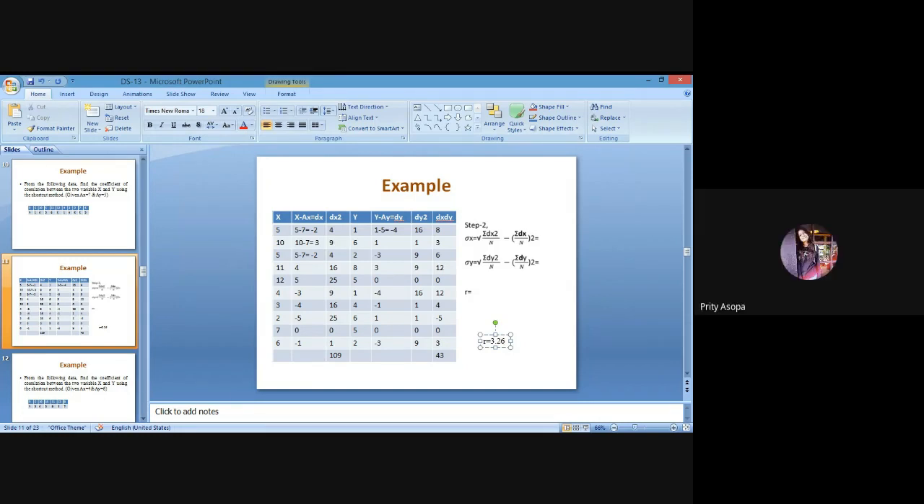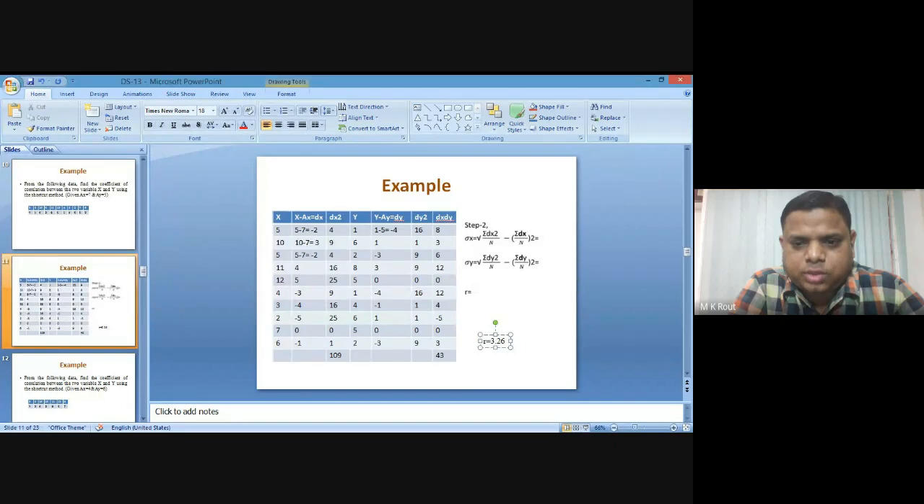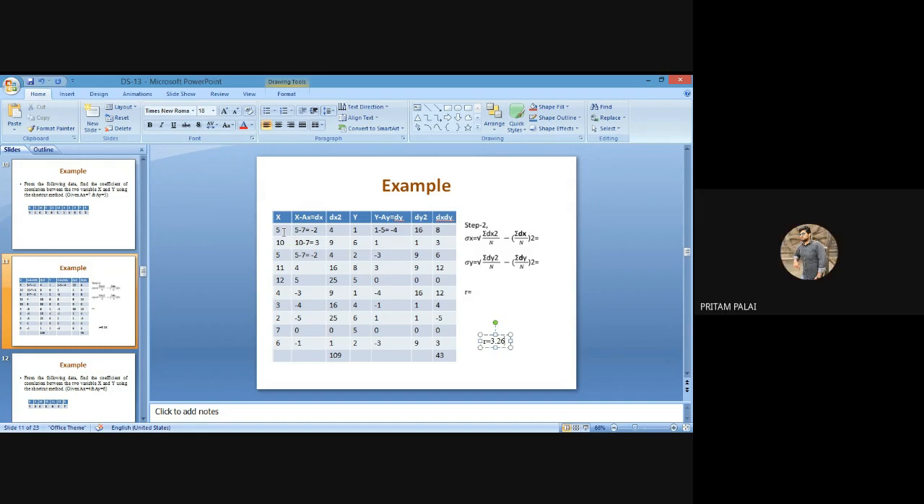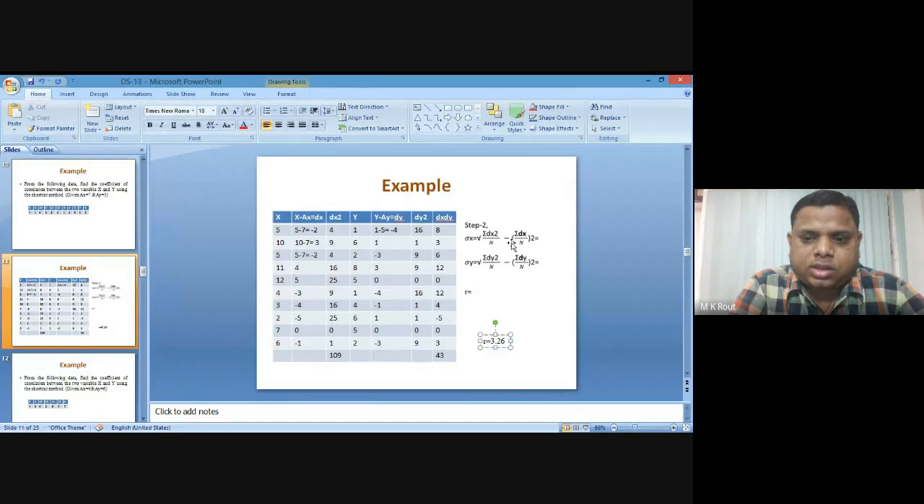Sir, I'm stuck. I'm not able to find the answer 3.26. As per the given formula, first you have to calculate the standard deviation of x. The formula is already given in the slide, that is square root. Under that square root, write summation of d square. The summation of d square is 109 here, as per the table. Then divide by your number of observations. How many observations are there in case of x? 10. Then minus summation of dx.